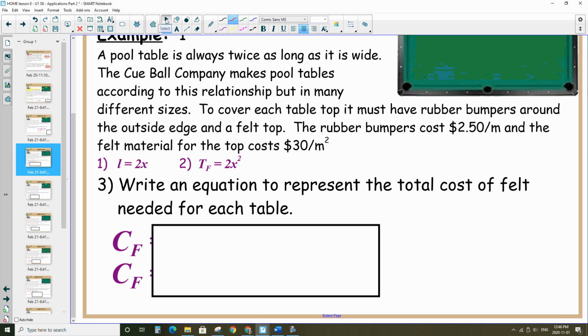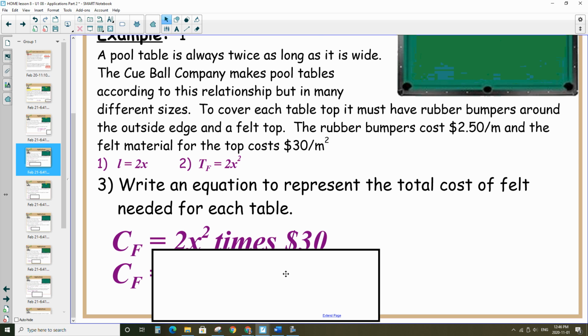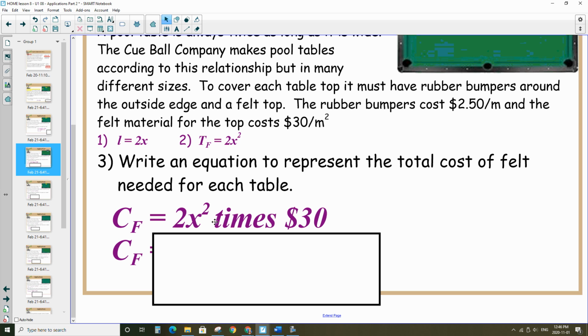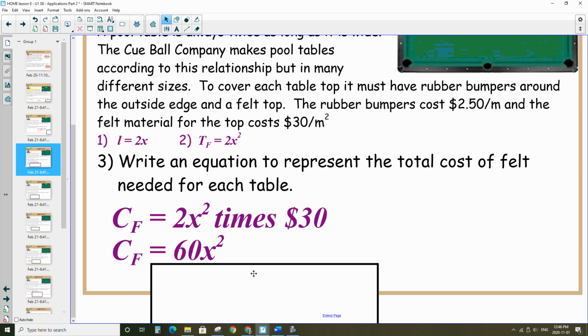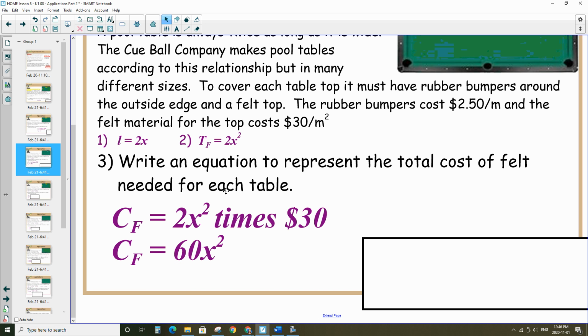The total area of the pool table for the felt was 2x squared. And that's going to get multiplied by $30, because it's $30 for each square meter. A simplified expression for that would be 60x squared. We're multiplying a term with a constant, so we're multiplying the two coefficients, 30 times 2 to get 60.